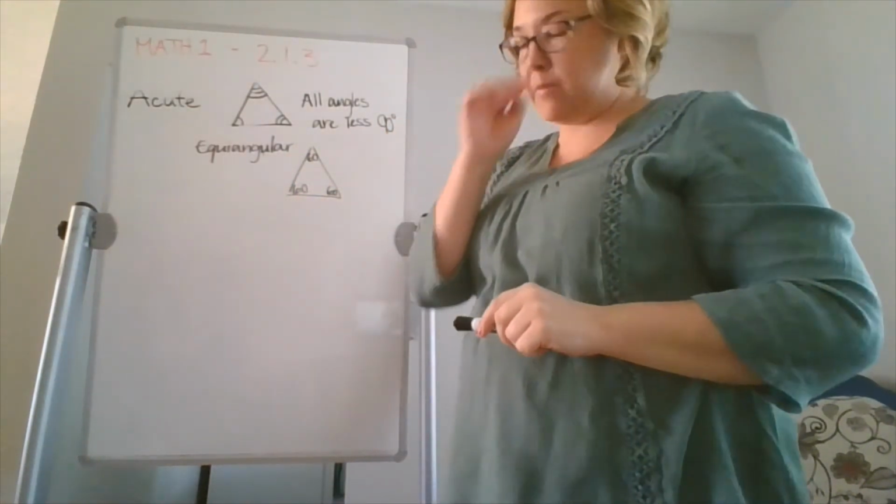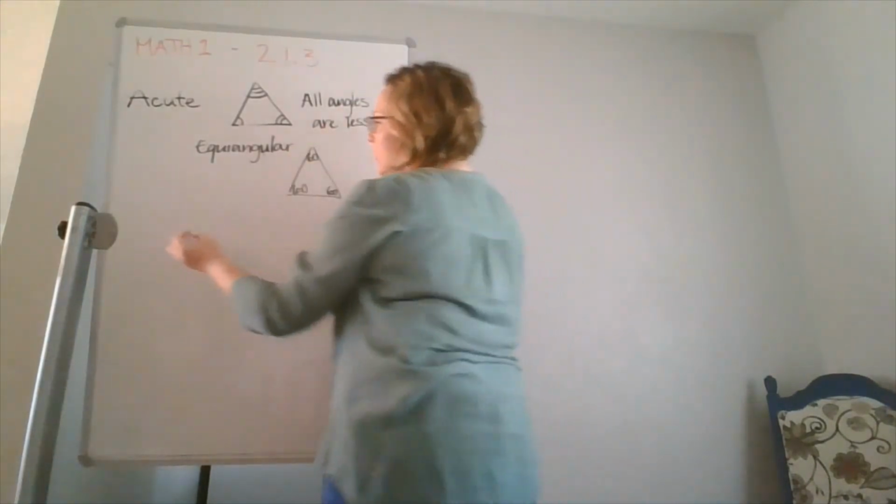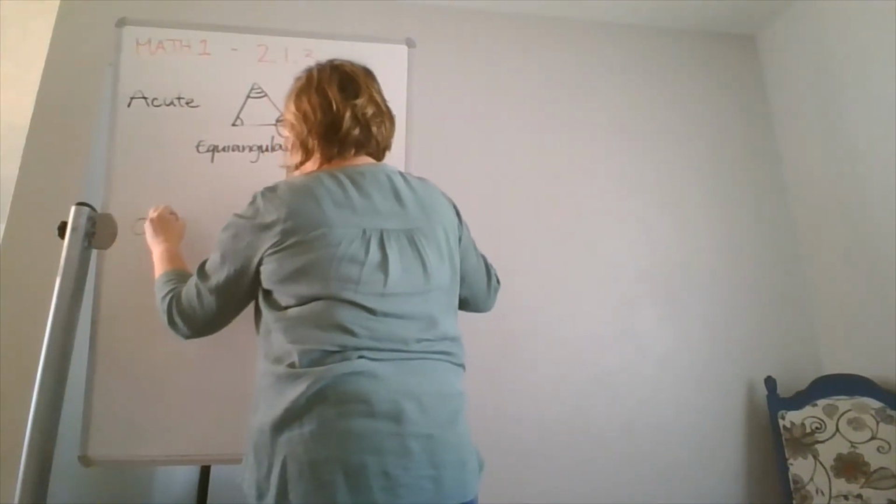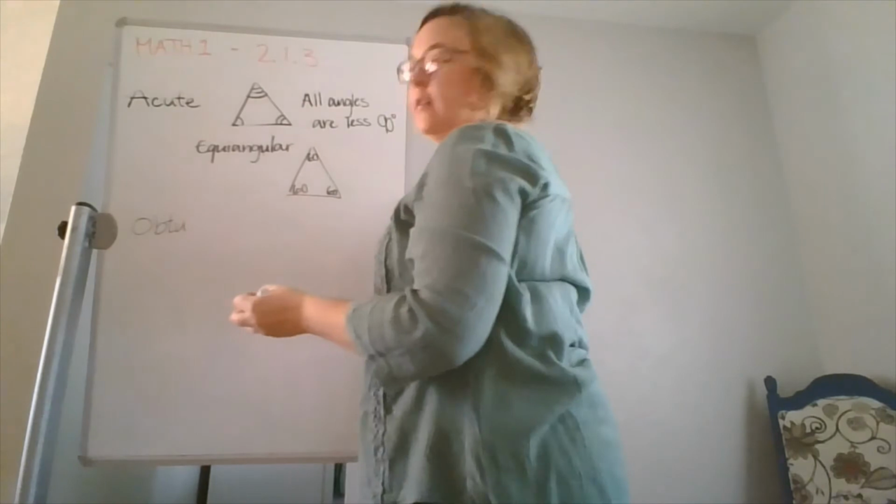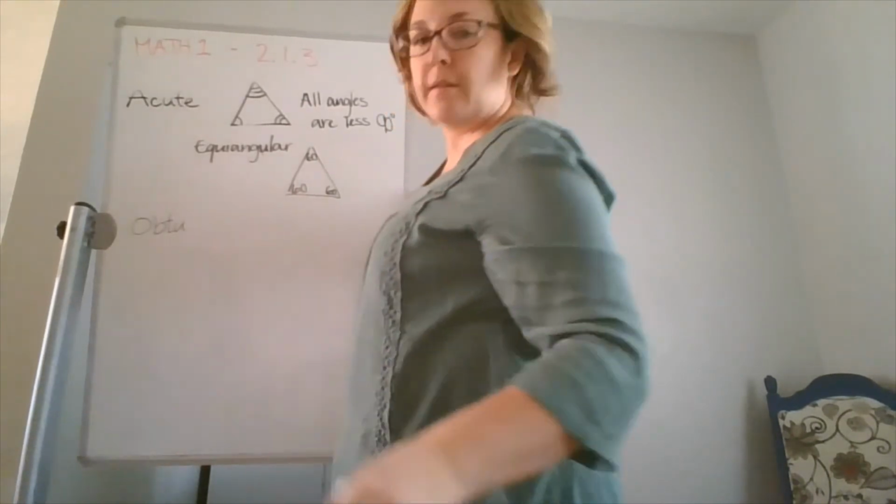Another type of triangle is an obtuse triangle. So, oh, there's the dog. Sorry about that.